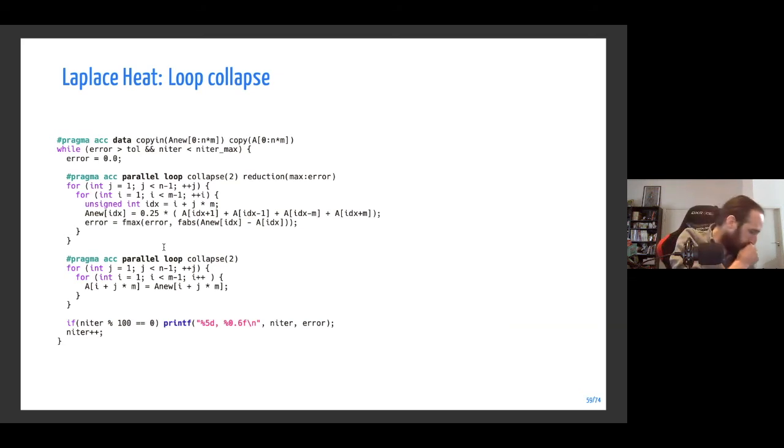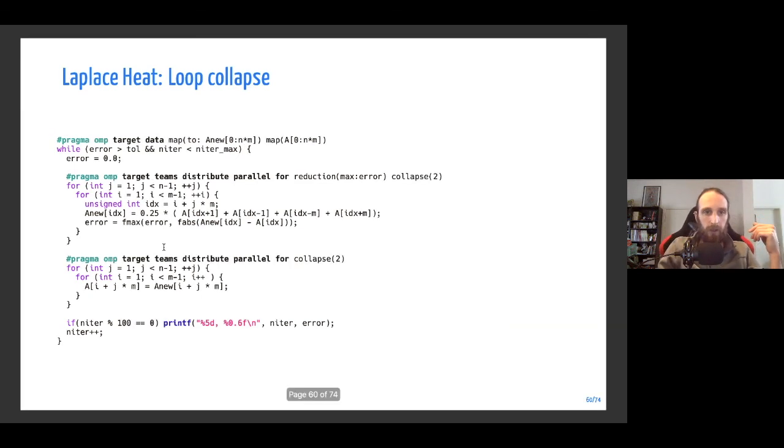This collapse clause is quite interesting on the CPU if one of your loops has a very small number of iterations. It is way more important on the GPU, where it is very important to have a large number of iterations in order to be able to generate a lot of threads that can be sent to the GPU. So this is one option that we can explore, and we can do the same in OpenMP using exactly the same syntax with the collapse clause.